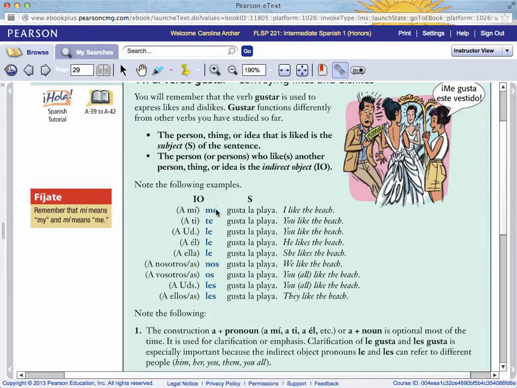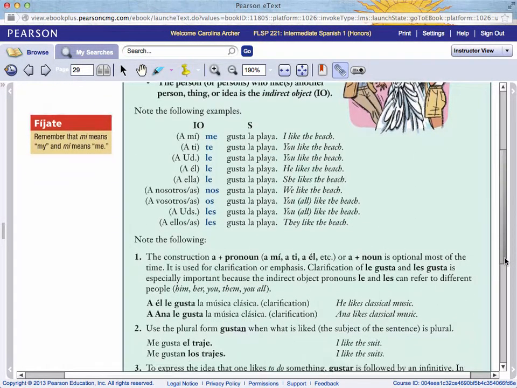Te gusta. And so we're going to use different object pronouns. Okay? Me gusta, te gusta for you. Le gusta for usted, él y ella. Le gusta la playa. Nos gusta la playa. Os gusta la playa. Y les gusta la playa. Okay? Muy bien. All right.